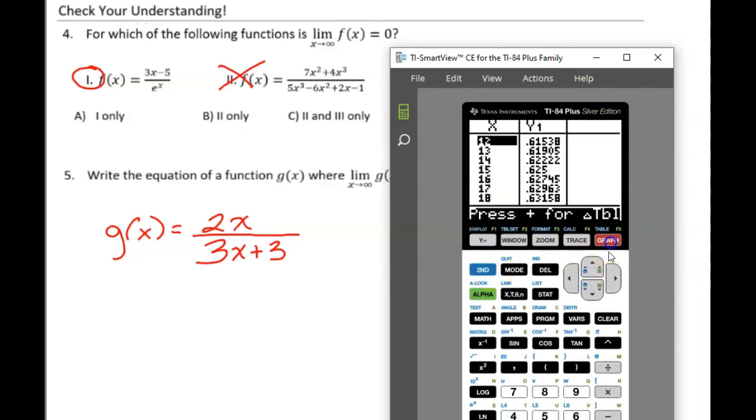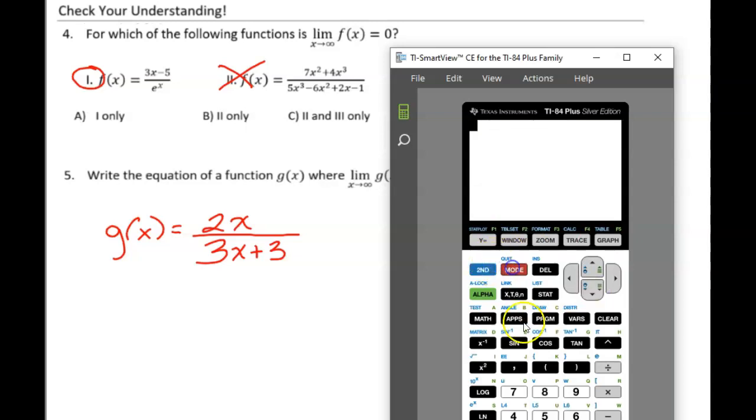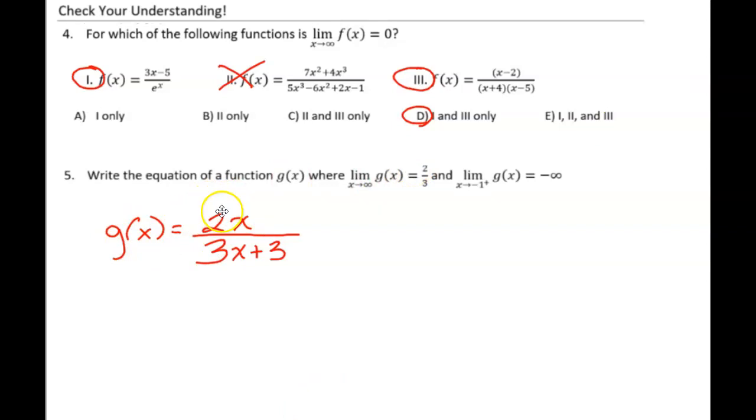And when we look at the table of ordered pairs, starting here at negative numbers, we're going to head toward positive infinity, and we're getting closer and closer to what number? So it looks like we're getting closer and closer to 0.66, and 2/3 is 0.66666 repeating. So with this function, 2x over 3x plus 3, we satisfy both limits.